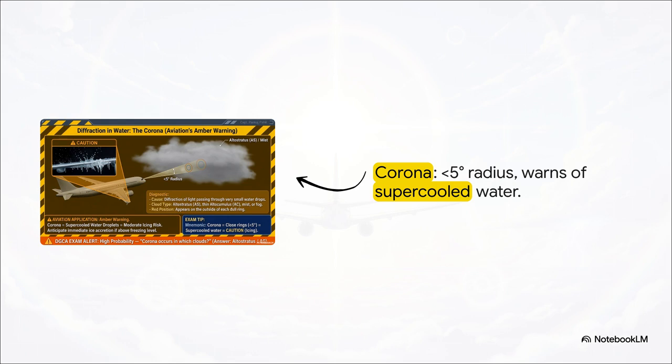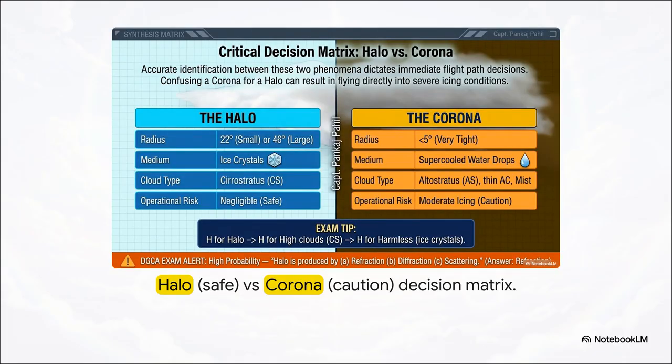The aviation application here is a serious caution. A corona means supercooled water droplets are present, which translates directly to a moderate icing risk. Your DGCA exam tip: corona equals close rings, which equals supercooled water, which absolutely demands caution. The crucial point here is knowing the difference. Confusing a corona for a halo while you're in the air can result in flying directly into severe icing conditions. On the exam, confusing them is just going to cost you marks.